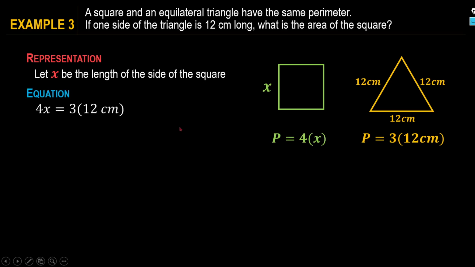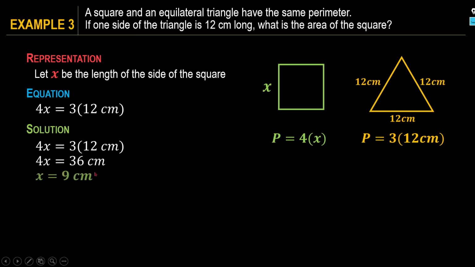So, very simple. I said in the previous video, once you have correctly set up your representation and equation, it's all downhill from there. Because typically, the equations that you will end up with are super simple ones. The trick really is to unlock the equation from the words. That's where the challenge is. But beyond that, look at this. 4x equals 3 times 12. That's super, super simple. That's 4x equals 36 centimeters. x therefore is 9 centimeters.